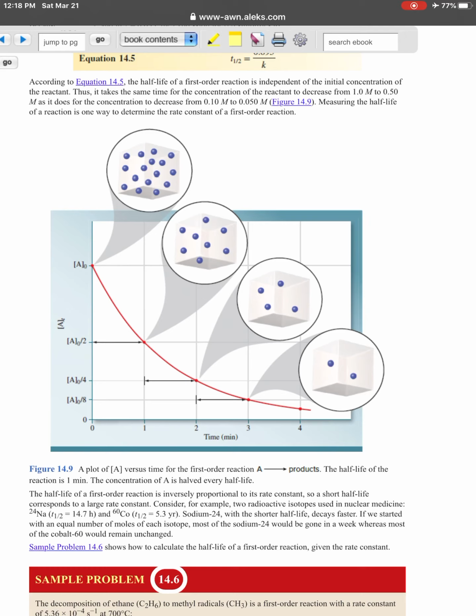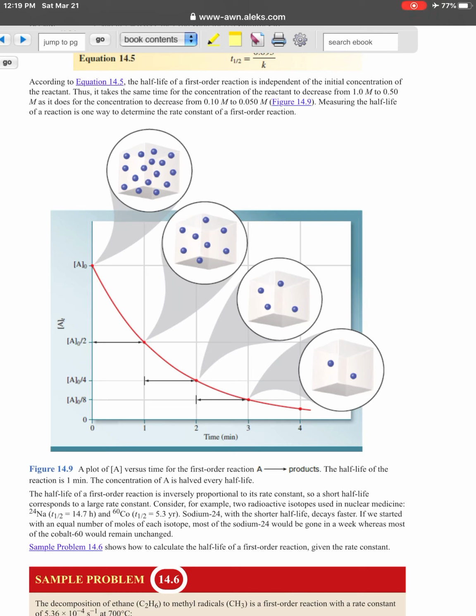According to equation 14.5, the half-life of a first-order reaction is independent of the initial concentration of the reactant. Thus, it takes the same time for the concentration of the reactant to decrease from 1 molar to 0.5 molar as it does for the concentration to decrease from 0.1 molar to 0.05 molar. In other words, just going down by half, it doesn't matter what the initial value is, going down to a half is going to have the same half-life.